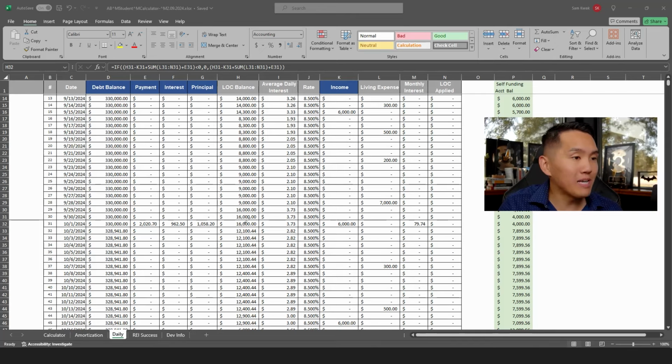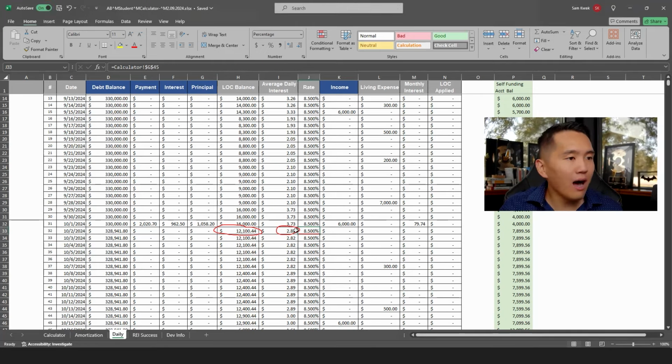What we're basically doing is taking the $16,000 line of credit balance, minus the income, plus the monthly interest, plus the payment, which consists of the interest and principal balance. And the final balance we get, I know it's kind of hard to see with my writing, the final balance on the line of credit is $12,100.44. And the interest is reflected at that 8.5%. Okay, so that's the math behind this strategy. That's all it is.